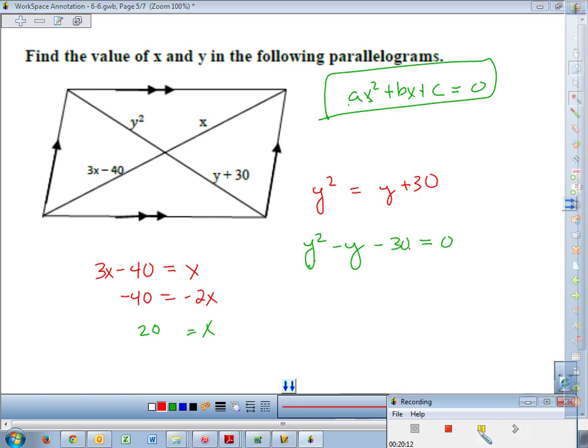30, right? So what do you got for me? 5 and 6, but which one's got to be negative? The 6. Cool. This is an easily factorable situation. When the a value is 1, you don't have to do that frowny face situation. You just say it's going to be y plus 5 times y minus 6 equals 0, right? You break it up into the two binomials.